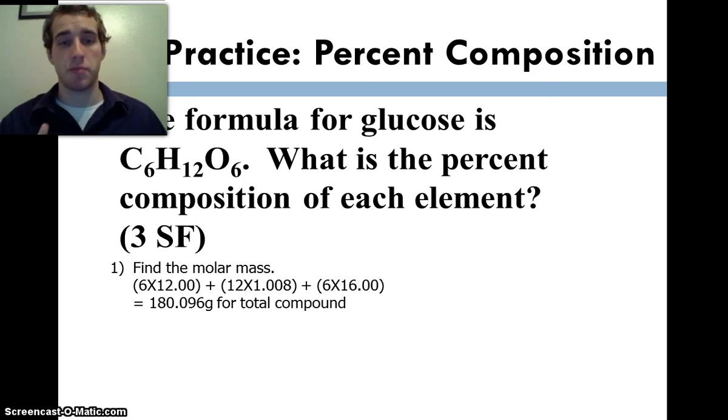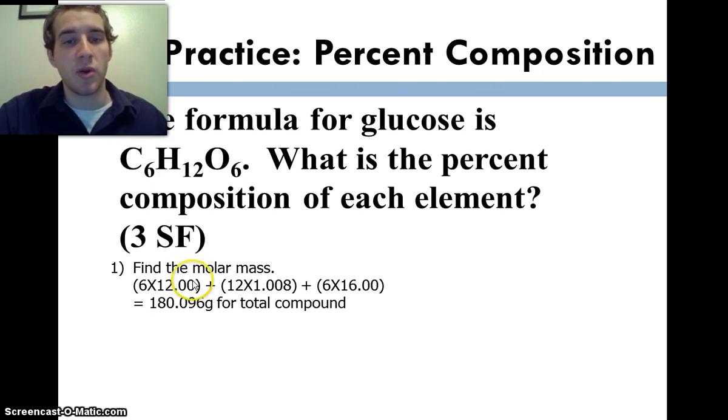180.096 grams per mole. Ooh, I left off my moles. That's minus 1, my units are off. I apologize. So that should be grams per mole right there on our molar mass.